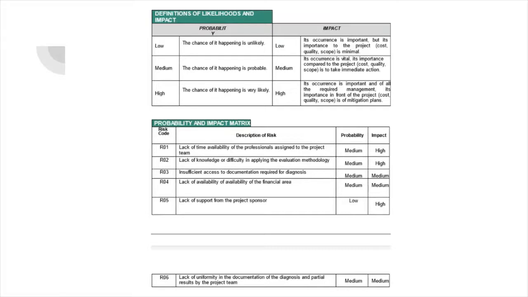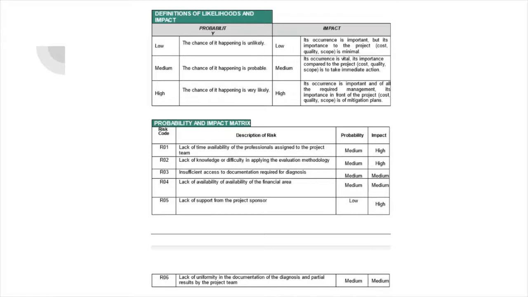Probability and impact matrix. Risk code, description of risk, probability, and impact. R01, lack of time availability of the professionals assigned to a project team. Probability medium, impact high. R02, lack of knowledge or difficulty in applying the evaluation methodology. Probability medium, impact high. R03, insufficient access to documentation required for diagnosis.